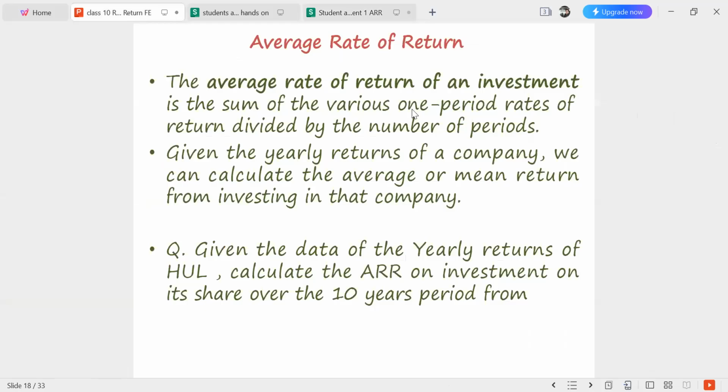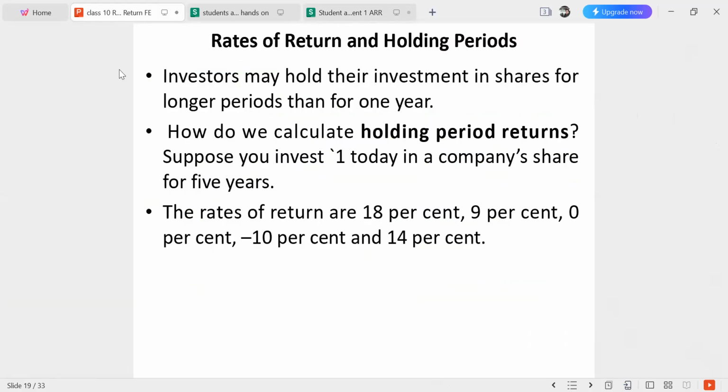Can you see the PPT? Yes, ma'am. Okay, so let us proceed here a little further. So this is what you have already calculated, the average rate of return. And for this company, you have calculated the average rate of return. And this will have rampant use further. Okay. So now going to your holding period.